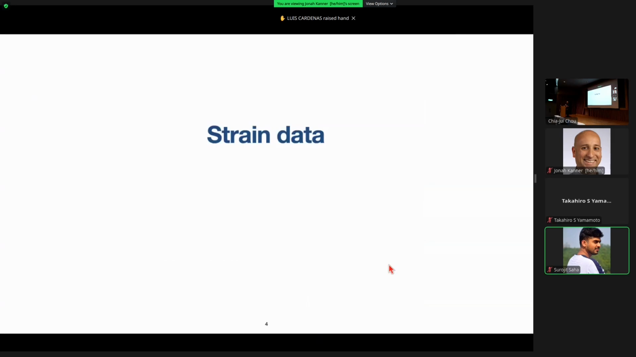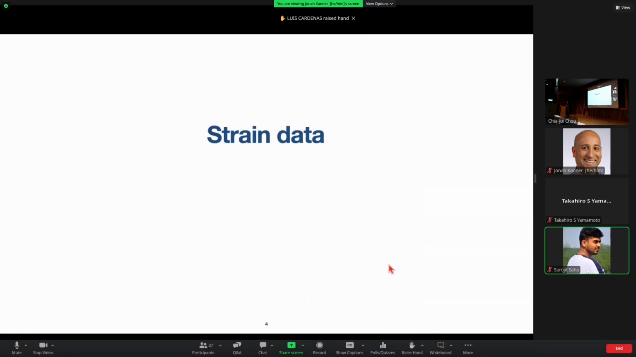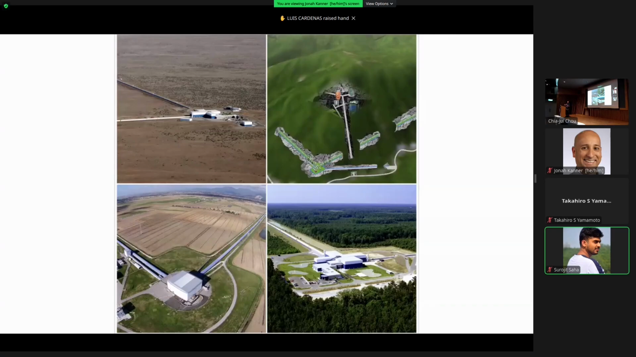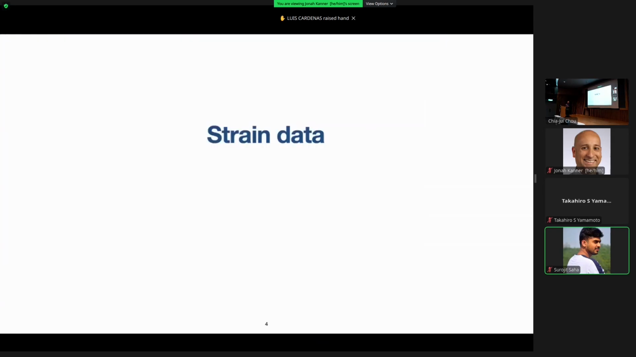To begin, I want to start with this idea of data. We have these instruments and we're going to say data, data, data, but what do we mean by data in this case? For different instruments and different projects, that word data can mean very different things. In our case, we're almost always talking about what's called strain data, or gravitational wave strain data.